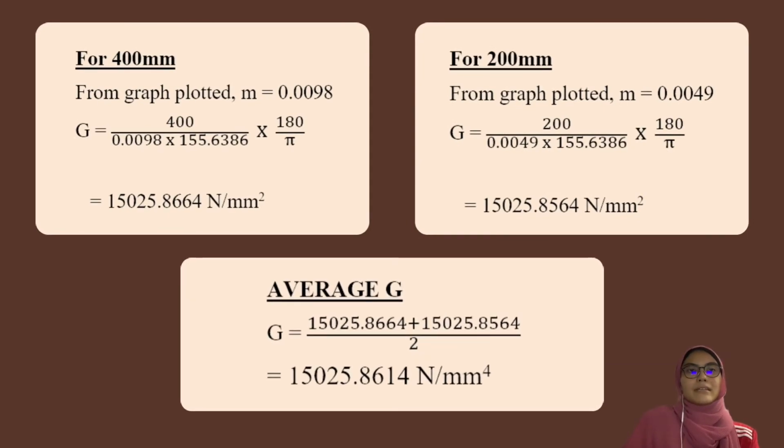L is given, which is 6.31 mm, and J is 155.6386 mm^4. For 400 mm, from the graph plotted, the slope is 0.098 and G is 15,025.8664 Newton over millimeter square. For 200 mm, from the graph plotted, M is equal to 0.049 and G calculated is 15,025.8594 Newton over millimeter square. So the average rigidity is 15,025.8614 Newton over millimeter square.